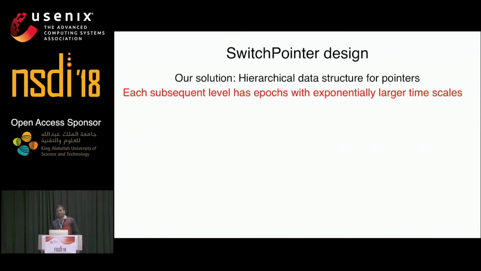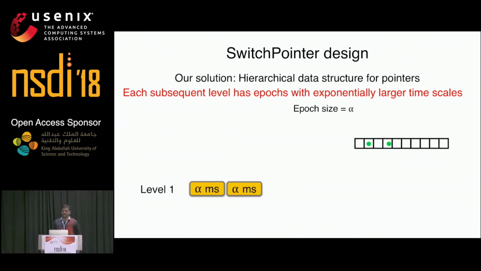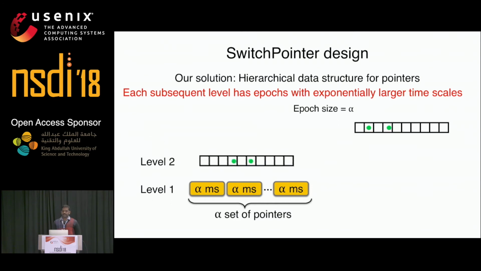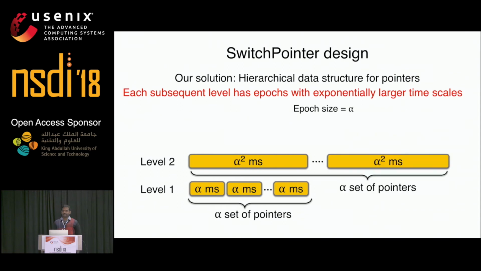We resolve this problem using a hierarchical data structure where each subsequent level of hierarchy stores pointers or epochs with exponentially larger timescales. Suppose the epoch size is alpha. At level 1 there are alpha set of pointers and each pointer corresponds to the packets processed by the switch in alpha milliseconds. Second level also has alpha set of pointers, but now each pointer corresponds to the packets processed by the switch in alpha to the power 2 milliseconds, and so on.